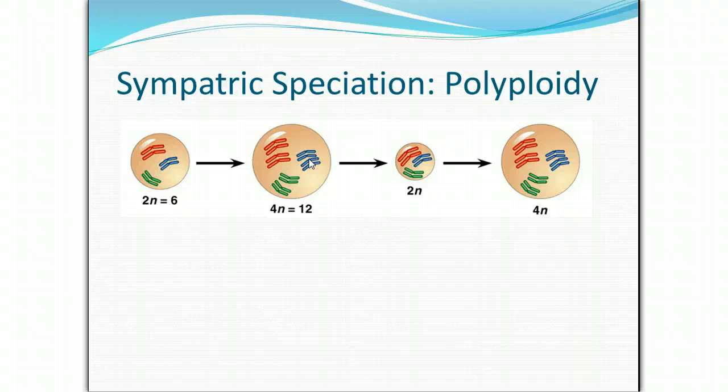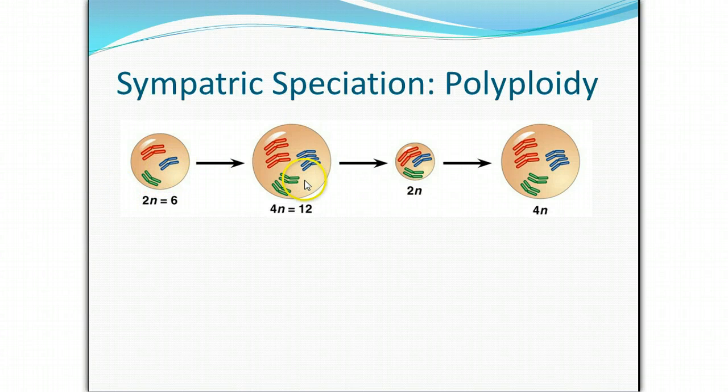So now let's talk about one mechanism of sympatric speciation. So they're in the same location. Okay, there's no geographic isolation for speciation to occur. And we're going to call this polyploidy. Okay, so what's going to happen is multiple sets of chromosomes are going to cause a new species to arise.